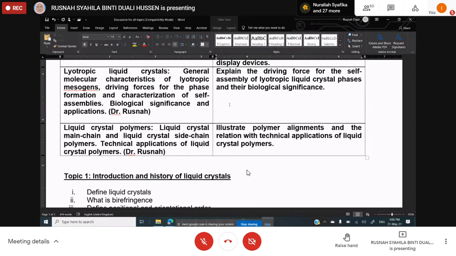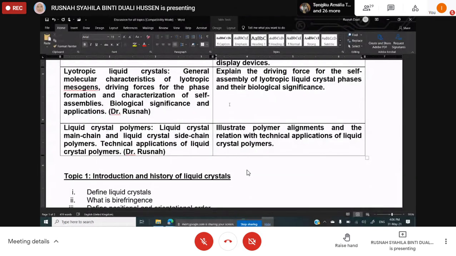Based on that, I can see that some of you maybe understand, some of you maybe not really clear about that, but at the end, whatever you put in there, as long as there is a point, you still get some marks. That is the first course learning outcome based on my part, and the second one is polymer liquid crystal.